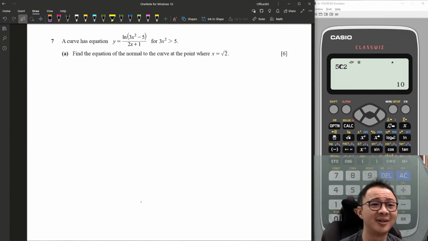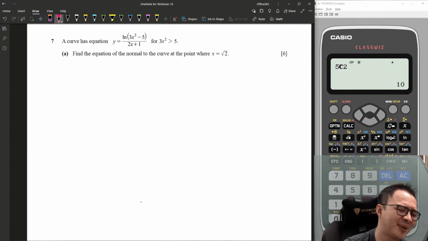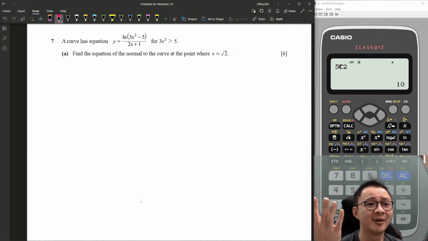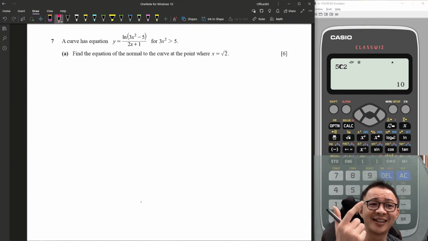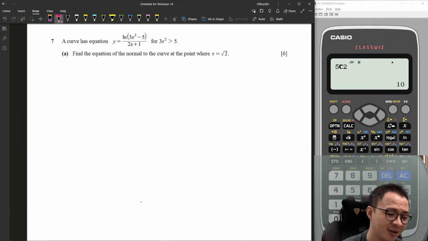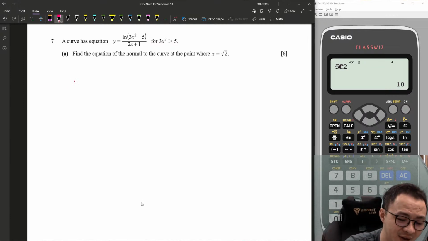Equation of normal is very easy. If you watched my content before, I say four steps: do dy/dx, substitute the x value into dy/dx to get the gradient of tangent, find m2, which is -1 over the gradient of tangent, then form the equation. So step 1, dy/dx.